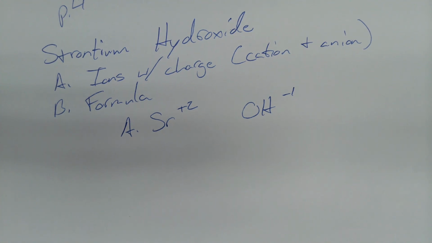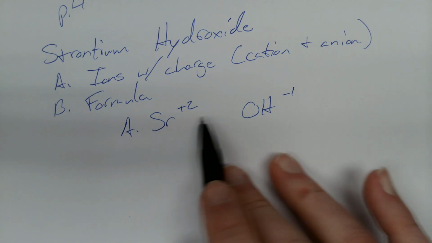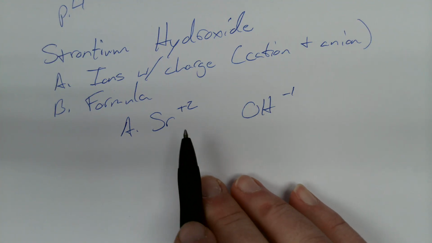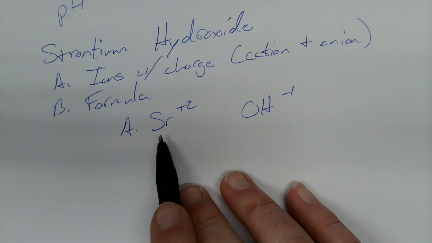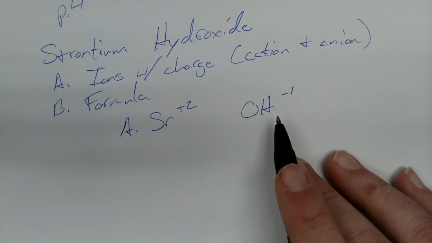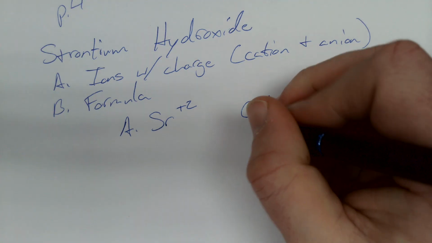Now, remember, in order to make my formula, my charges have to cancel each other, right? So my question to you right now, do my charges cancel each other out right now? No. How am I going to cancel my charges out? By adding another strontium cation, or adding another hydroxide anion? I need another hydroxide anion, right?